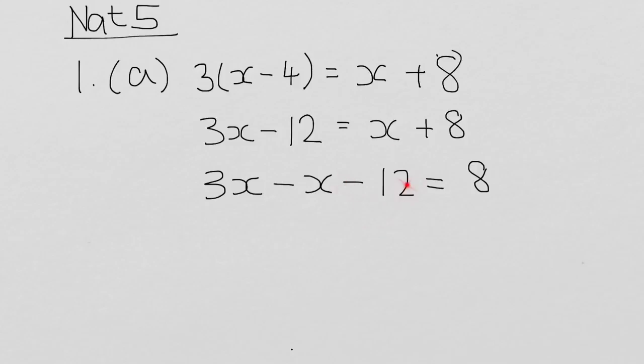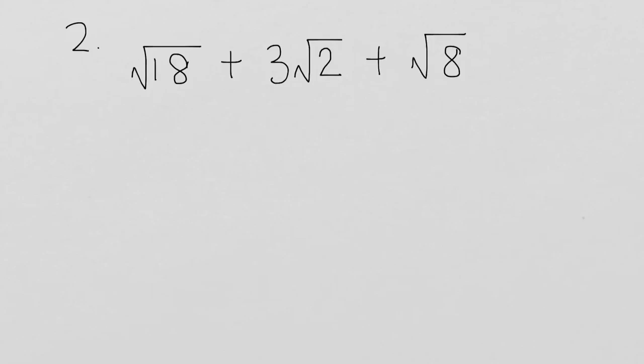So to get rid of the negative 12, we add 12 to both sides. You're then going to end up with 2x equals whatever you end up with there. But that is not the final stage. Your final answer will just be x on its own, so you need to get rid of this 2 by dividing both sides by 2.